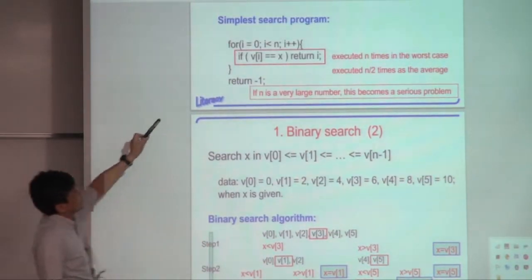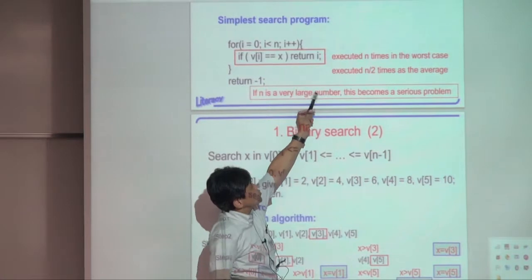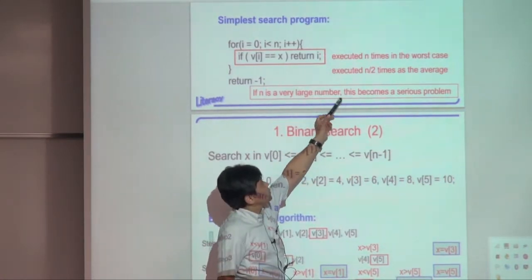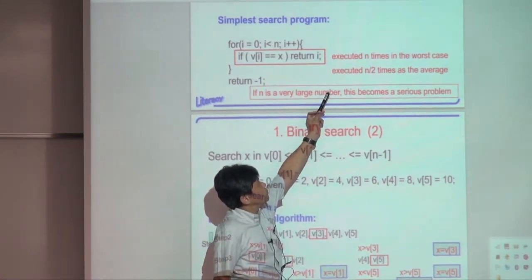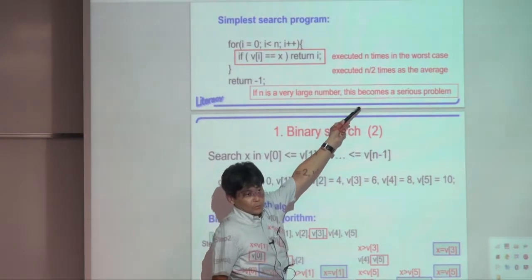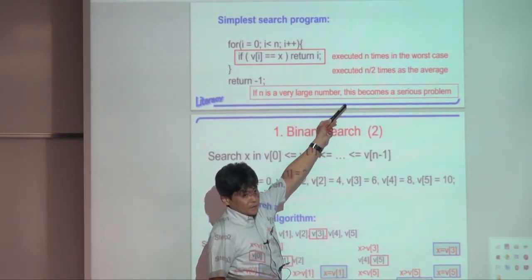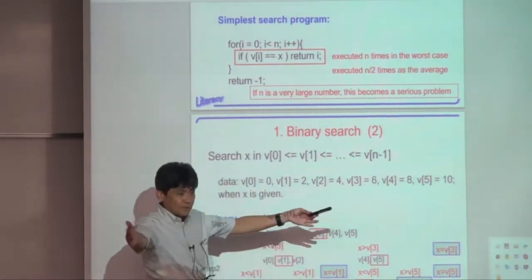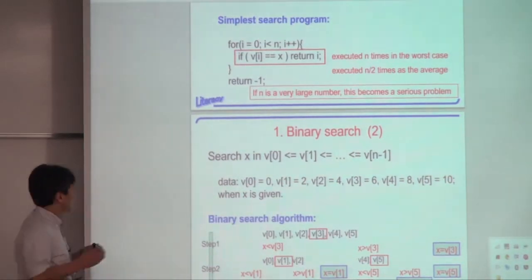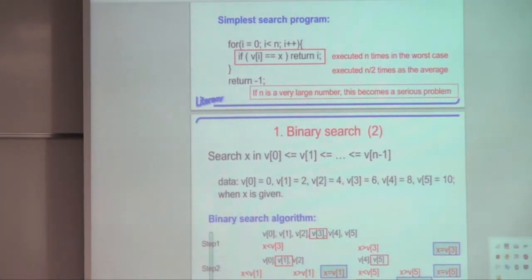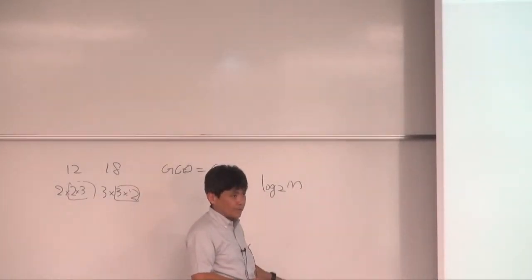In this case, the average calculation cost is n by 2 on average, where n is the data size. So binary search is log 2 n. If n is very large, this becomes a very effective value.